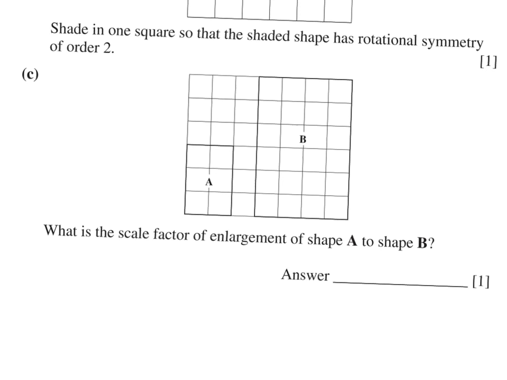In the final part of this question, what is the scale factor of enlargement from shape A to shape B? Again, just look at the sides. 2 squares to 4 squares, 3 squares to 6 squares. You're clearly multiplying by 2.